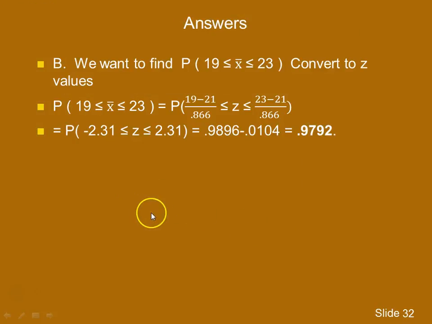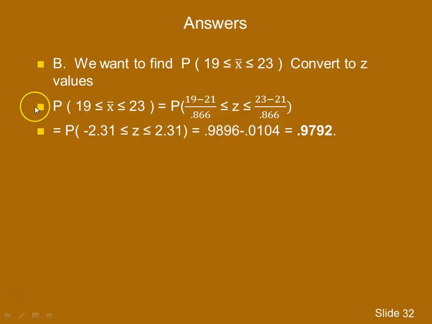Now, the second part of the problem said find the probability of getting a sample mean x bar from 19 to 23. Well, how do you calculate probabilities on any normal distribution? You convert the values to z-values, much like we did earlier. The key thing here is remember you're converting x bar to z, not x the population, but x bar.